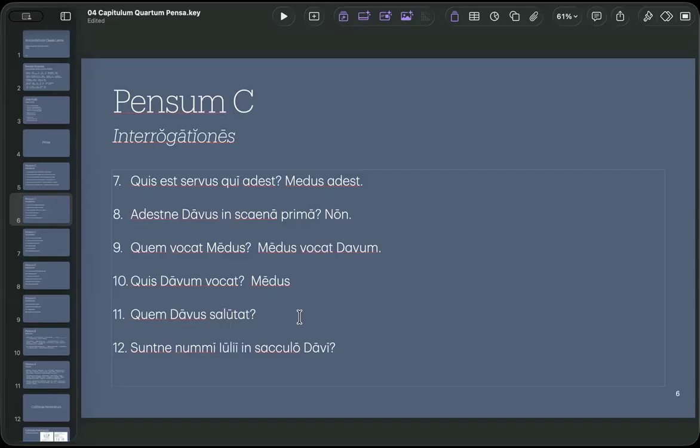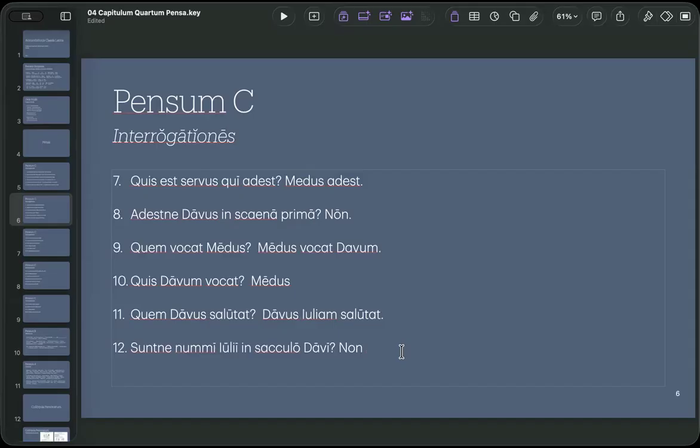Quem Davus salutat? Davus Julium salutat. Very good. I'll fill in the macrons later. Davus Julium salutat. Suntne nummi Julii in sacculo Davi? Non. Yes, at least before Julius.